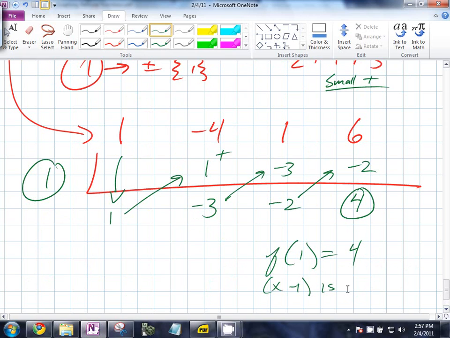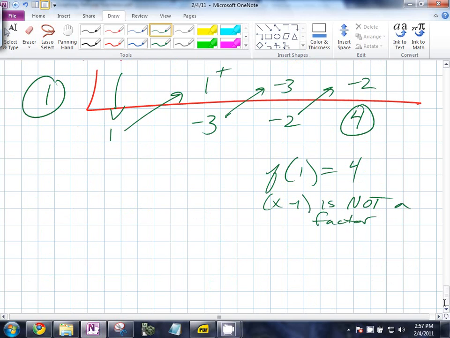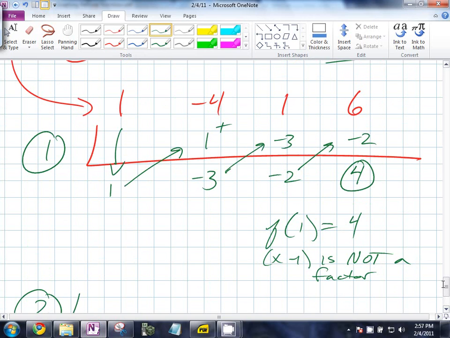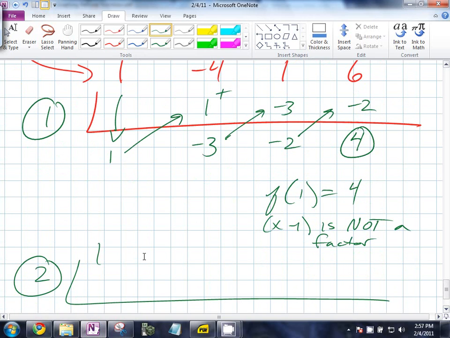You do not erase at this point. X minus 1 is not a factor. You don't erase this. You need to keep track of the ones you've tested. What should we test next? Let's try 2. Same coefficients. 1, -4, 1, and 6. 1, 2, -2, -4, -3, -6, and 0.